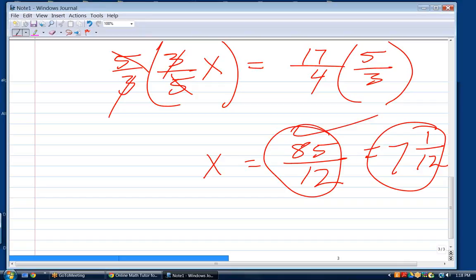Just because this is all set to do anything with if you need to. In other words, if you need to multiply that by another fraction, you're ready to do it, as long as it says 85/12. When it's 7 1/12, frequently you have to change that to an improper fraction in order to do anything else with it. All right, let's go on.